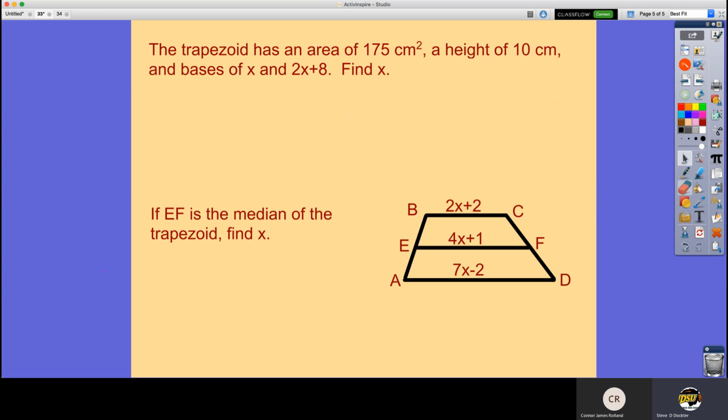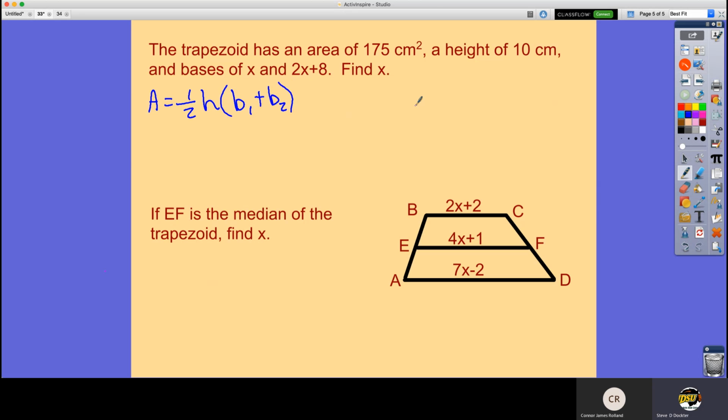All right, so for the top one, the trapezoid has an area of 175 centimeters squared, a height of 10, and bases of x and 2x plus 8. Find x. So first thing we need the area equation for a trapezoid. So what is that again? A equals one half times base 1 plus base 2.